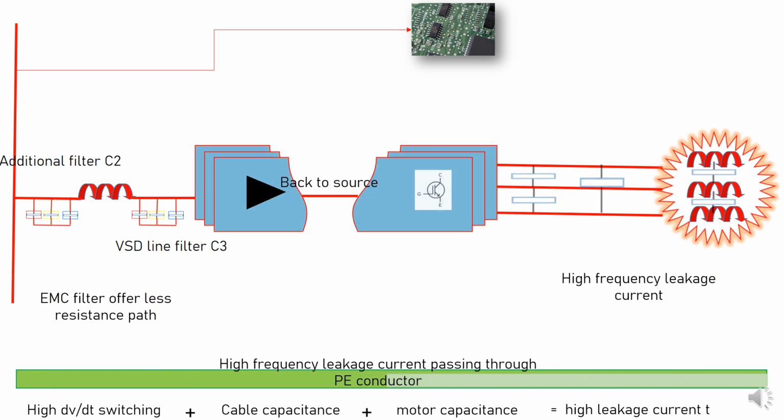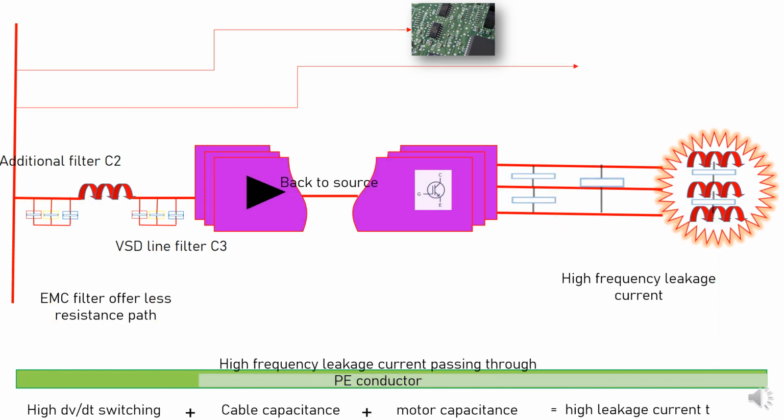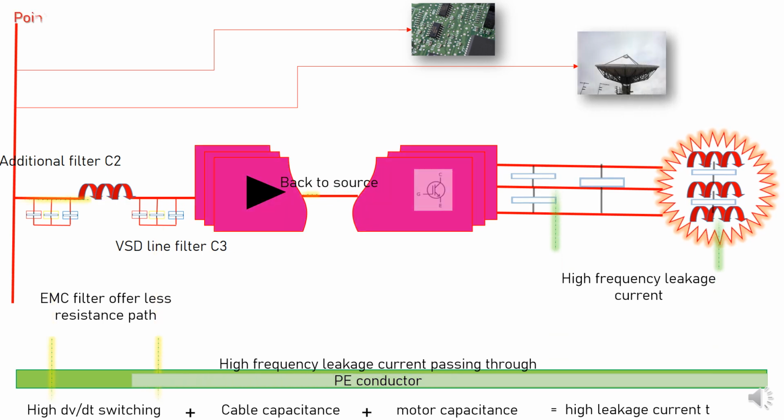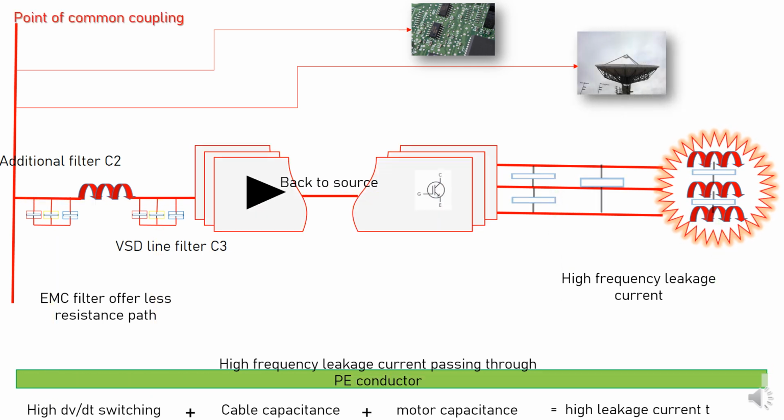And you can see here the EMC filter offers a very low resistive path. So instead of going to this particular point of common coupling, you can see the current is back to the source. You can see here, back to the source, the leakage current is passing from the PE conductor to the EMC filter, and then it is back to the source.